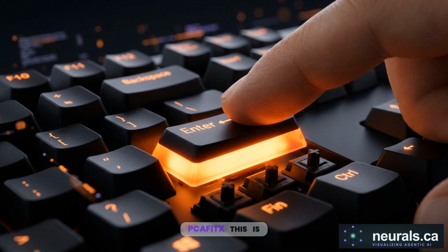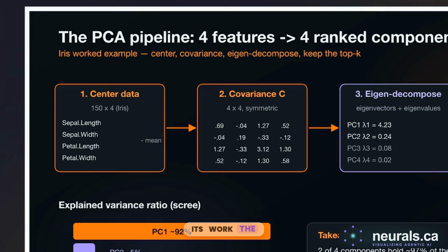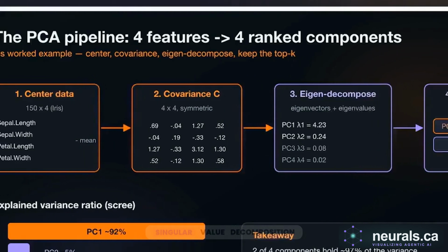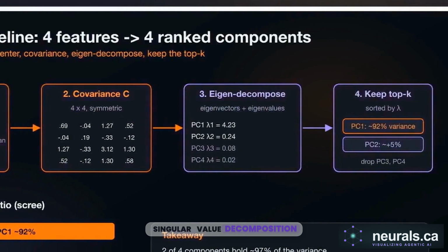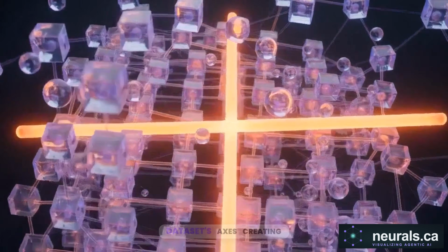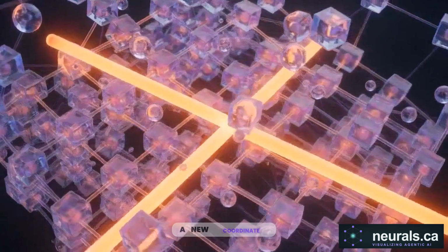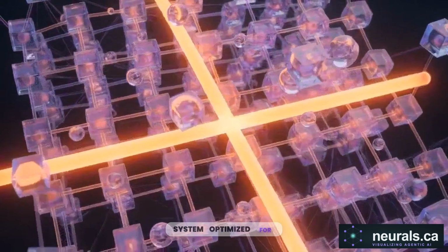Next, we run pca.fit(X). This is the moment the algorithmic engine begins its work. The script centers the dataset around its mean, then generates a covariance matrix to calculate how features vary together. It performs a singular value decomposition, calculating eigenvalues and eigenvectors to find the new perpendicular directions. That one line of code has rotated the dataset's axes, creating a new coordinate system optimized for variance.